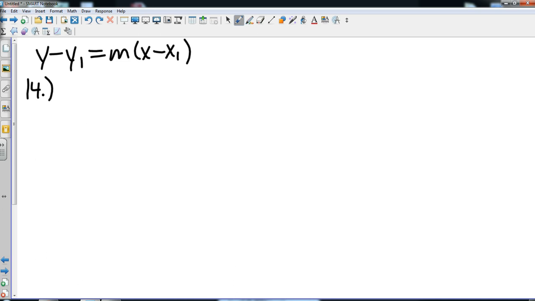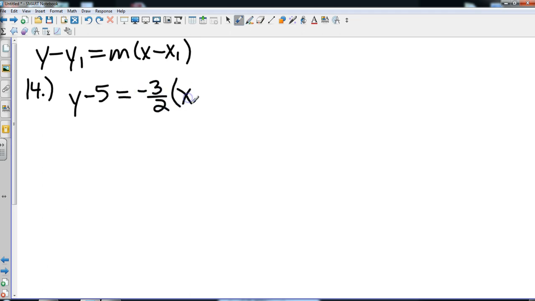Okay? Point slope form: y minus y1 equals m times x minus x1. So now we're just going to substitute things in. The y never changes. We're going to subtract our y1. So what's the y value of our point? It's 5, so it's just y minus 5. And what's the slope? -3/2.